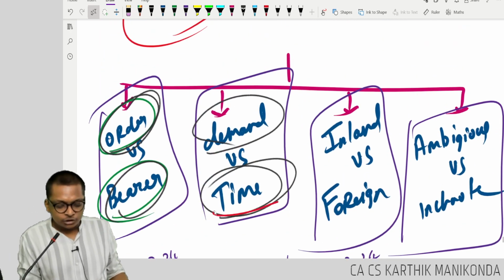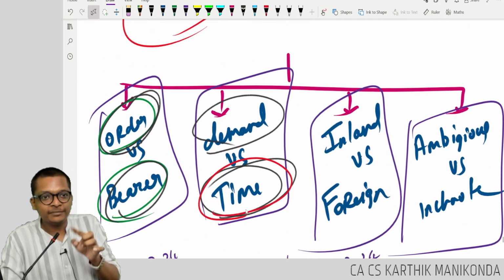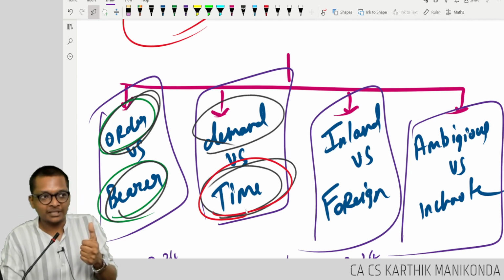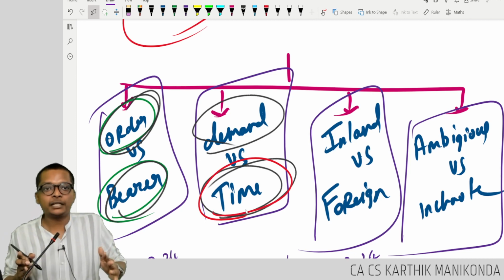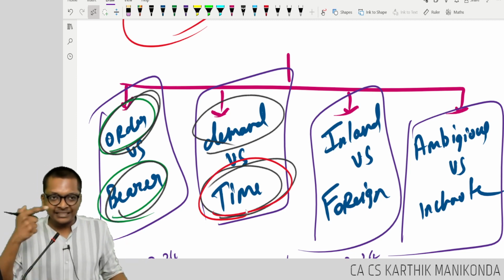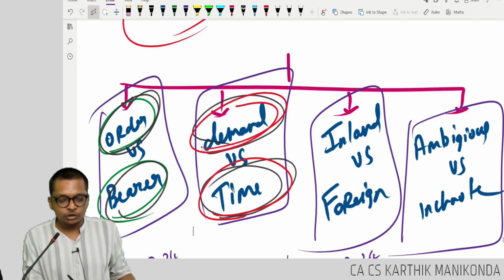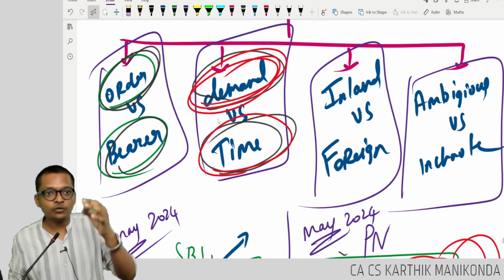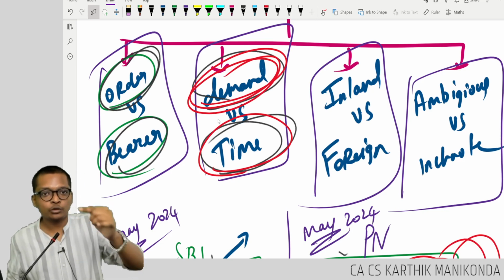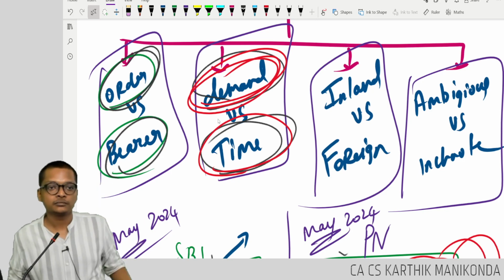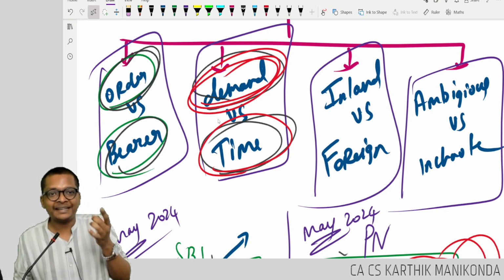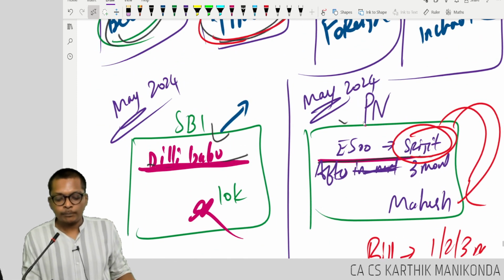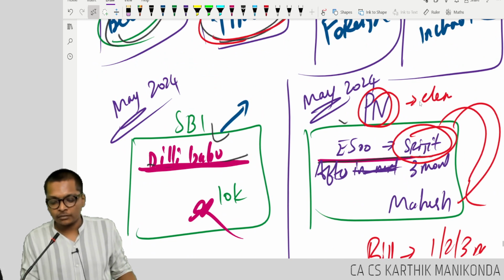Now, a time instrument is an instrument which has a time specified for payment, like a promissory note or bill with 3 months, 2 months, 1 month. Until that time is completed, you can't ask payment. After that time, you ask payment. A demand instrument means a check. If I give you a check today, you can deposit it in the bank today, tomorrow, or after 1 month also. Whenever you ask the bank, they have to make the payment immediately. Are you following, guys?